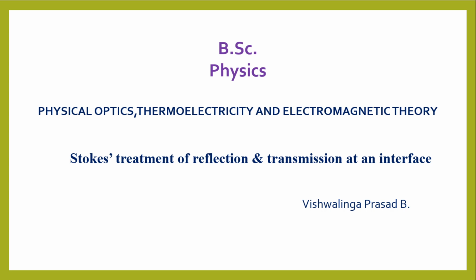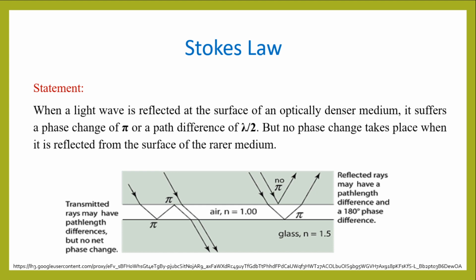In this session, we are going to study Stokes' treatment of reflection and transmission at an interface. First, let us understand this diagram. Here, in this diagram, it has a denser medium, that is glass medium, and a rarer medium, that is air medium. Refractive index of air medium is 1 and refractive index of glass medium is 1.5.